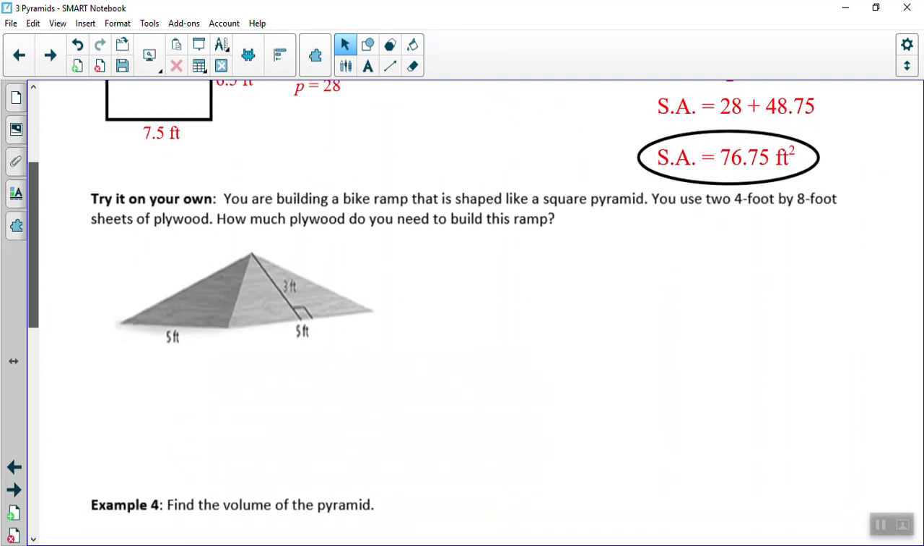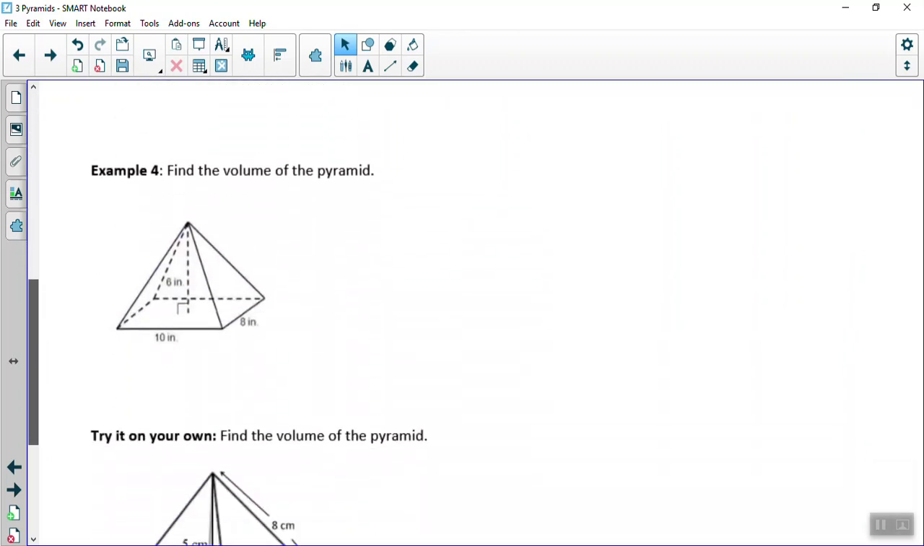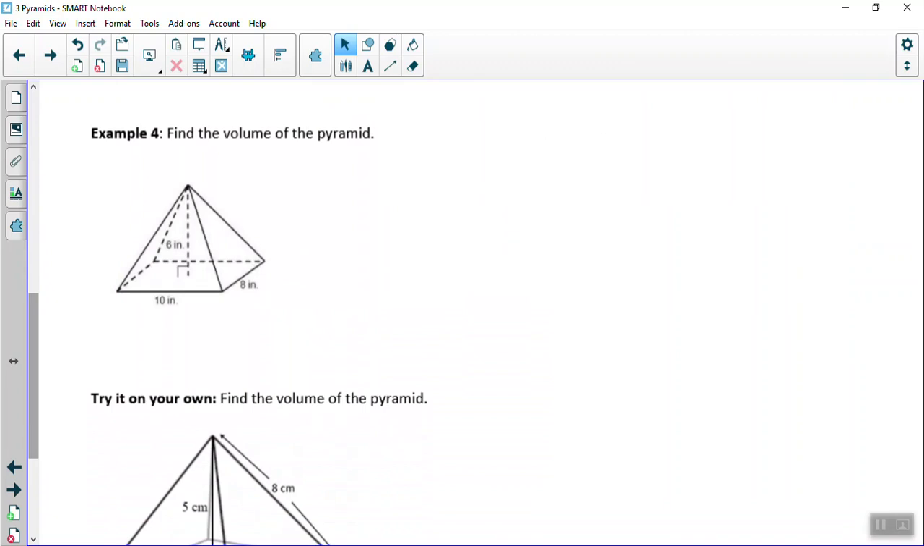Okay, this next one is another try on your own. But first, let's come down and take a look at volume. Alright, so volume, remember, requires us to do 1/3 the area of the base times the height. So I've got to do a little extra calculation first and figure out what is the area of my base. My base is a rectangle, so to find the area, I have to do length times width. So that's 10 times 8, which gives me 80. Alright, so my height, that straight up and down vertical height, is 6.